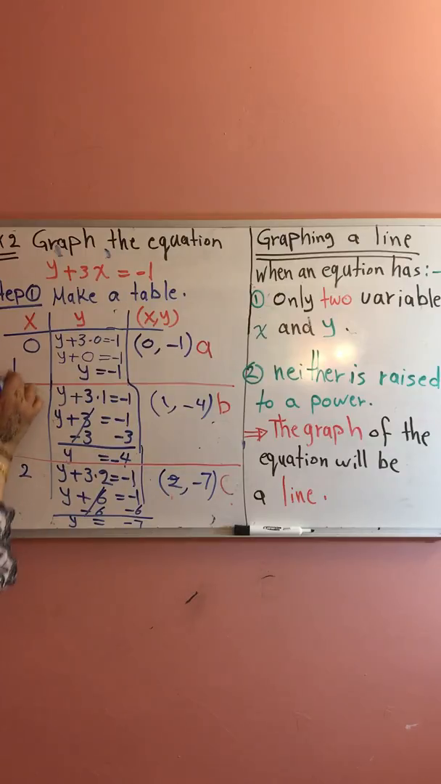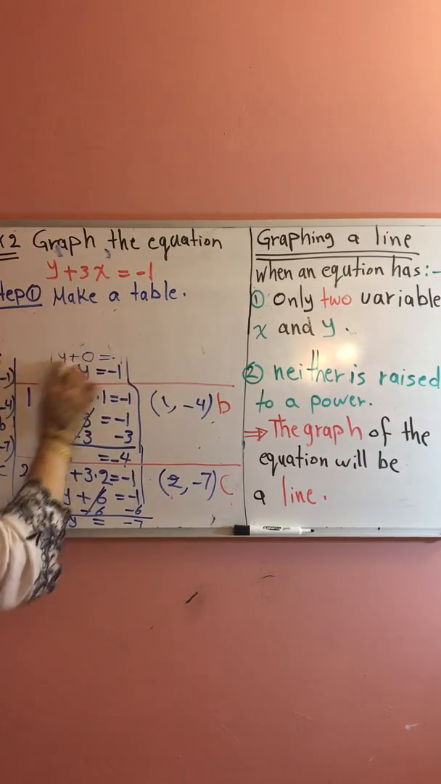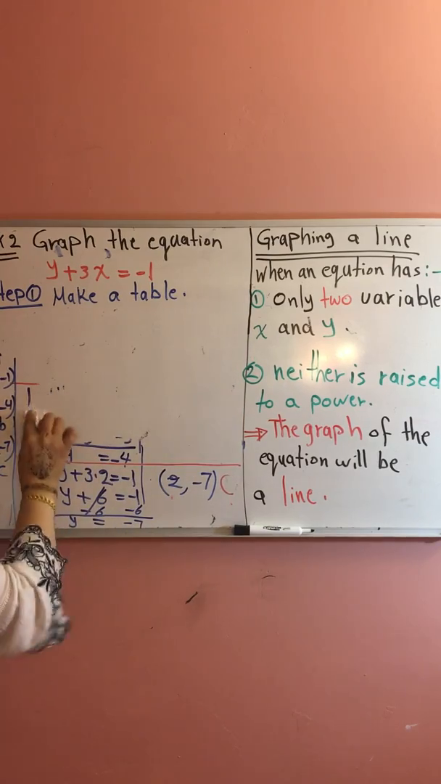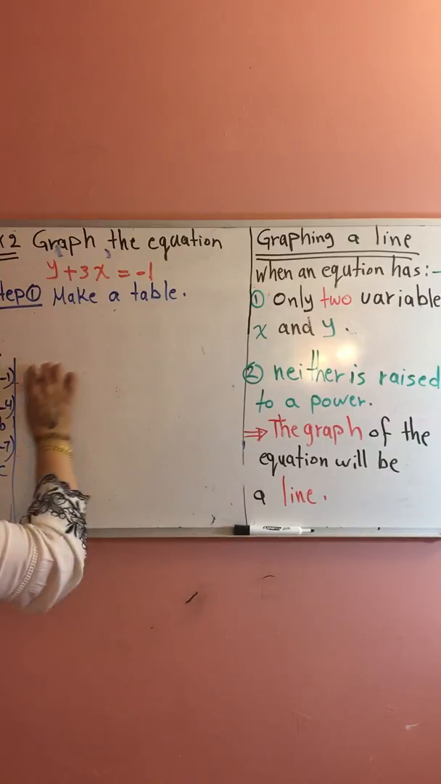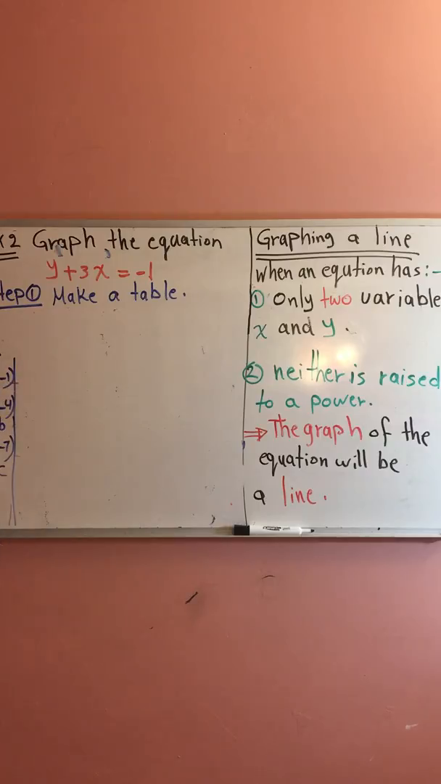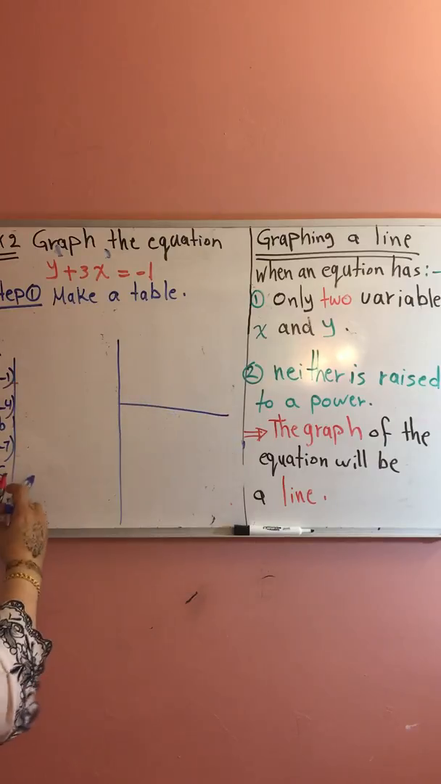Now I have my ordered pairs. The first one is 0, -1, A. The second one is 1, -4, which is B. And the third one is 2, -7, which is C. Now I can erase the table to graph the ordered pairs. Step 3, graph the ordered pairs. I have 3 ordered pairs now, and I should graph them.